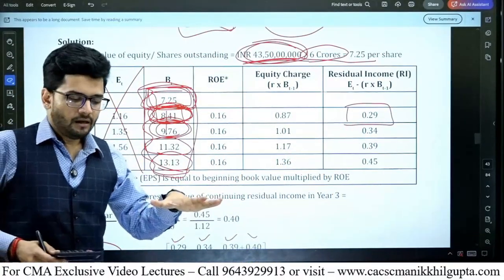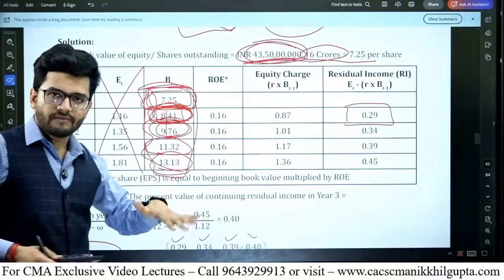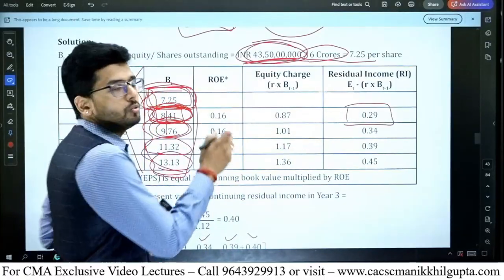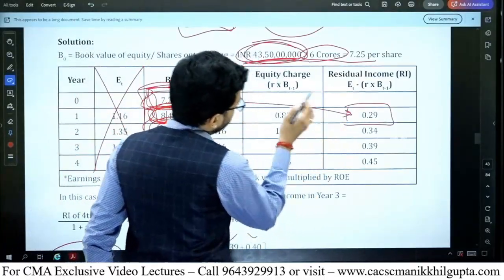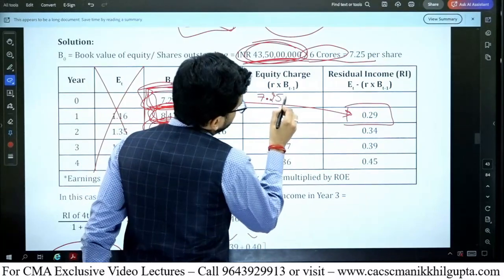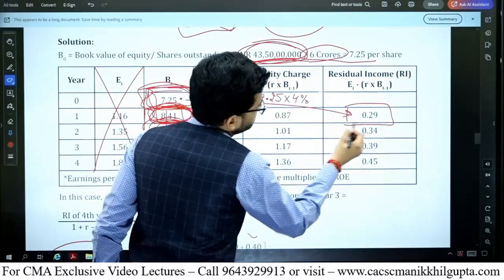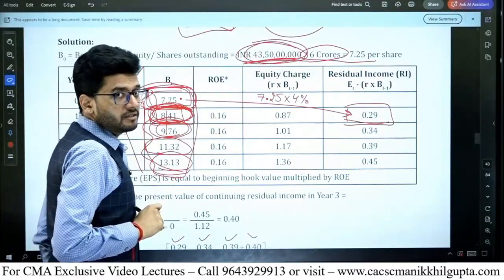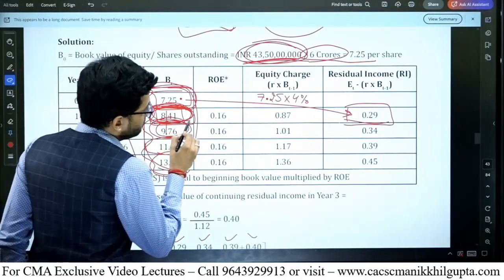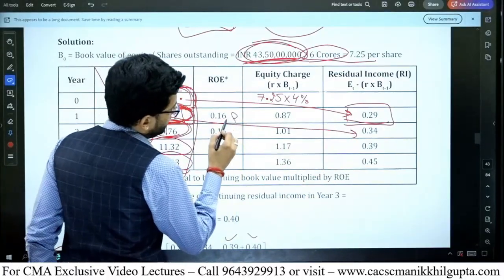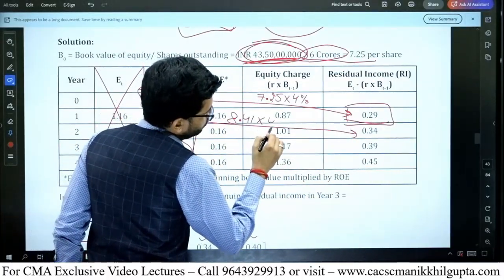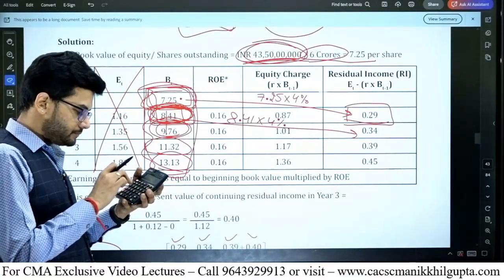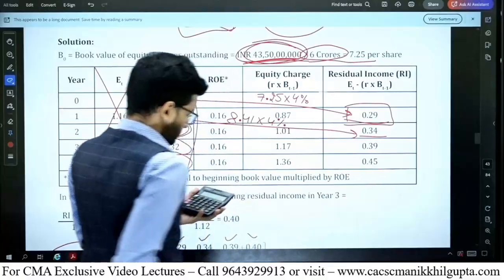BVPS is the current year's value. After 1 year, the income will be earned on this BVPS of 7.25, which is 0.29. How do you calculate 0.29? It is 7.25 multiplied by 4%. Now, after 1 year the BVPS will be 8.41, so after 2 years the income will be 8.41 multiplied by 4%, which is 0.34.